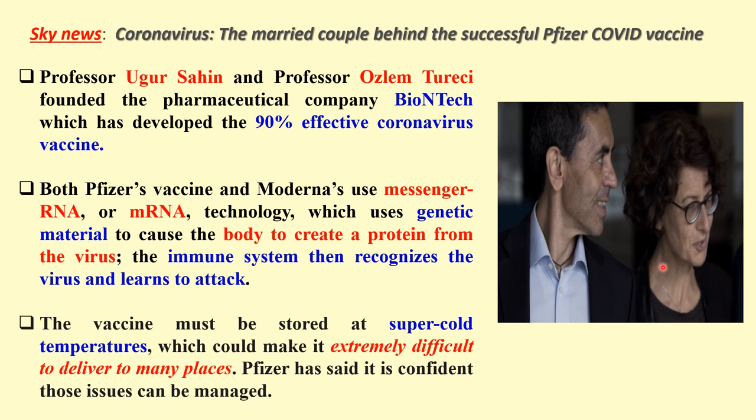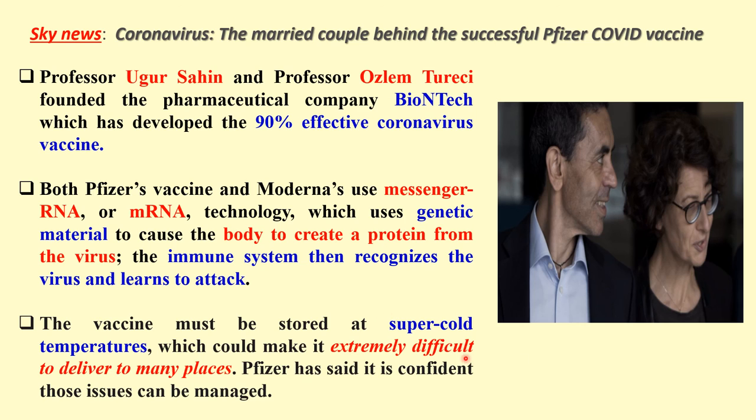What you see here in this diagram are the two famous professors, Uğur Şahin and Özlem Türeci, who founded or identified this new coronavirus COVID-19 vaccine. This vaccine, in collaboration with the famous company Pfizer, utilizes messenger RNA or mRNA technology, and this technology utilizes the mRNA as a tool to create a protein from the virus, and this protein will stimulate the immune system against the coronavirus COVID-19.